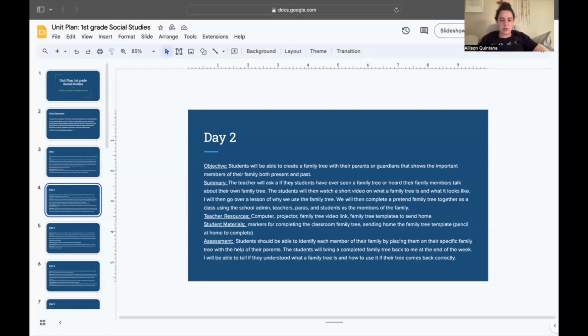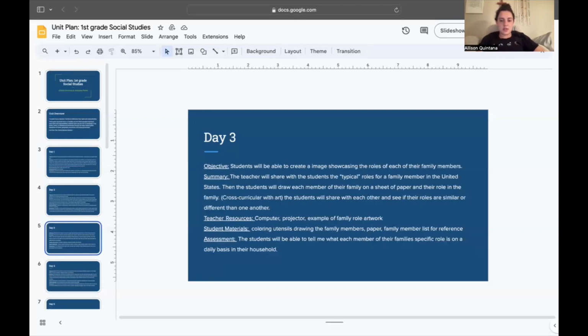Day two, the students will create a family tree. So they will talk about that together as a class. They will watch a video on what a family tree is and what it looks like. And then we will complete a pretend family tree together as a class so that they have some practice before sending it home for them to complete with their families.